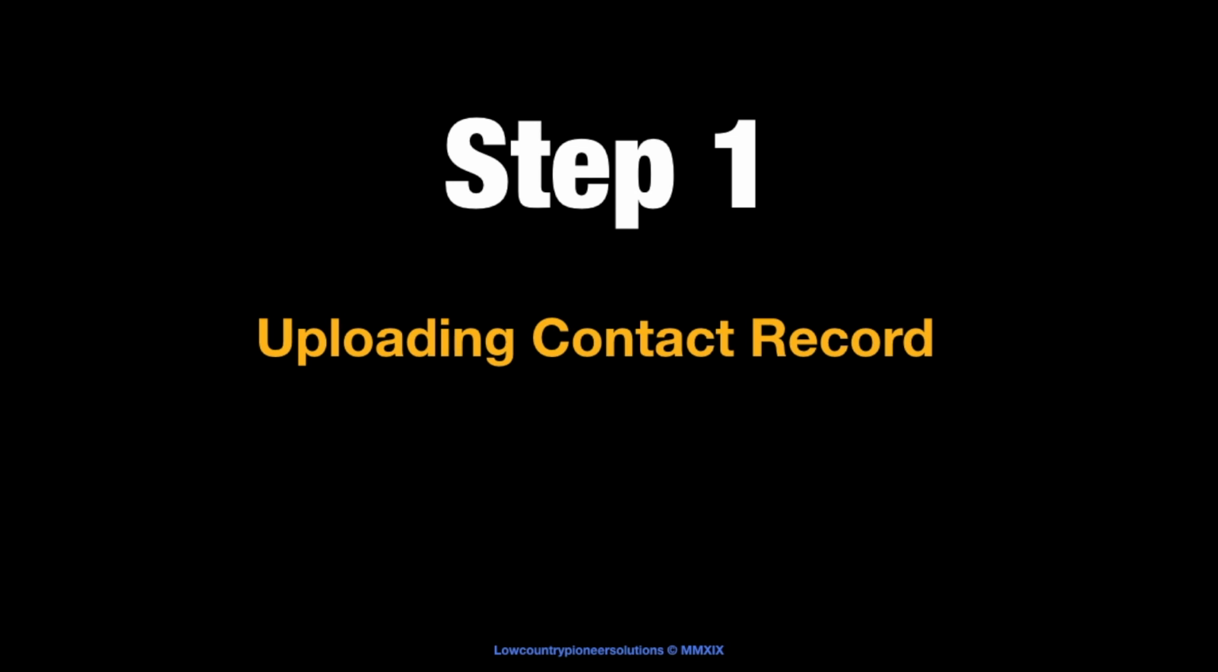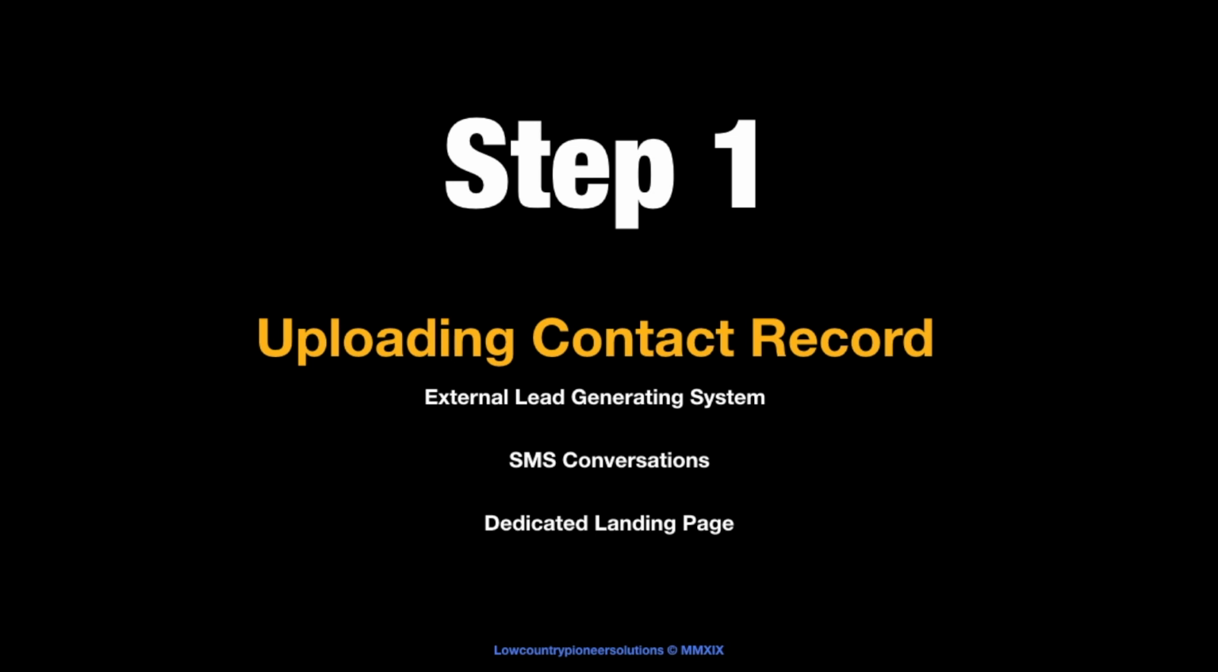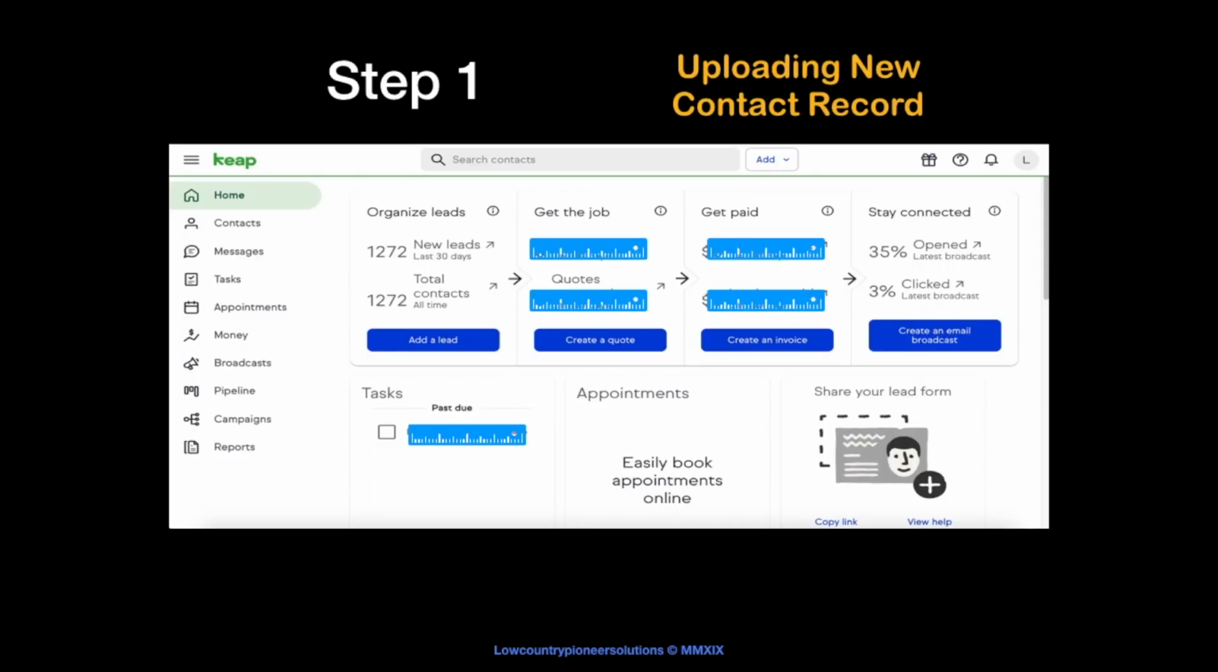Once you get your information from the lead, whether they be a walk-in or someone who's actually calling in or visiting your website, you want to get your lead information from an external lead generating system. That can be an SMS conversation system, text messaging system. It could be a dedicated landing page with a specific offer. It could be a website with an opt-in platform. Whatever way you get your external lead information, you now want to put it seamlessly into your CRM system.